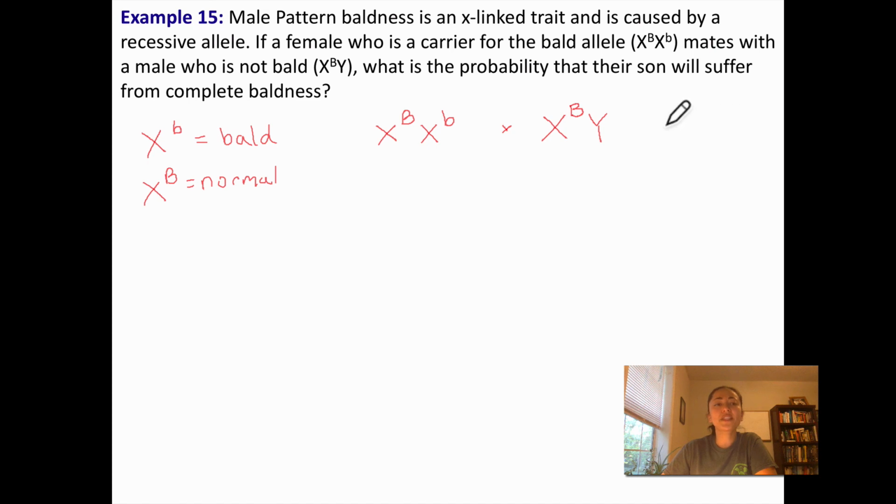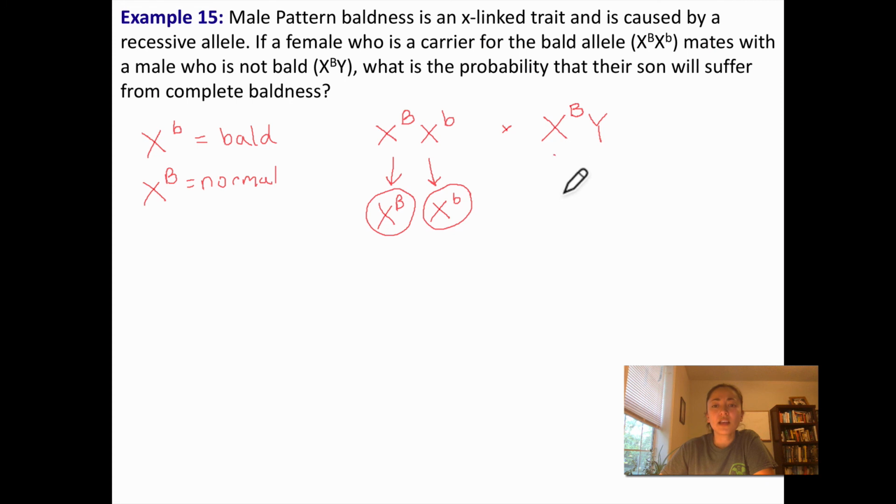What's the probability their son will suffer from complete baldness? Well, to solve this, we just do the same thing as we've done with all the monohybrid crosses. The sex chromosomes also separate just like any other chromosome during gamete formation. So here, this female could give an X with a big B to her offspring, or she could give an X with a little b.